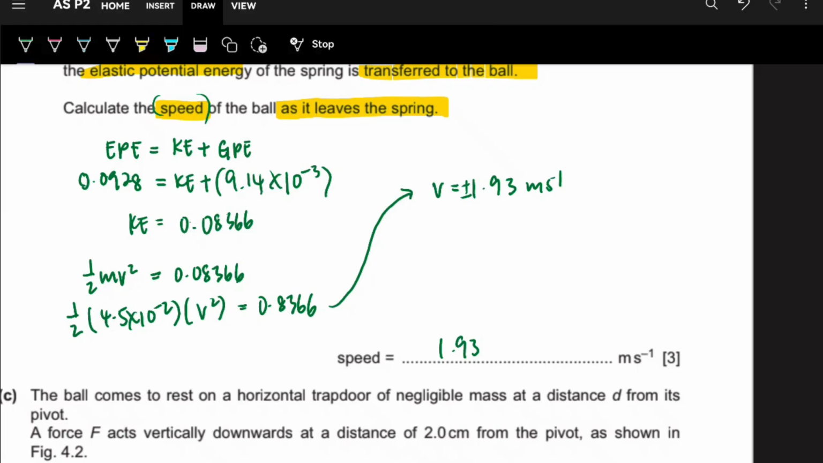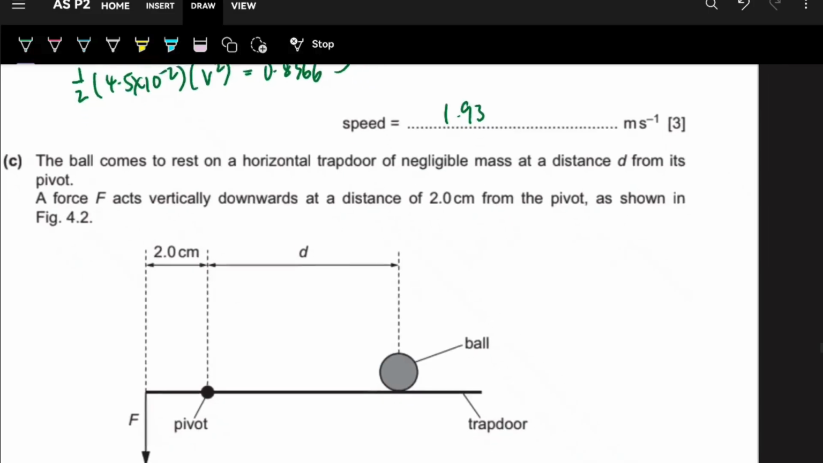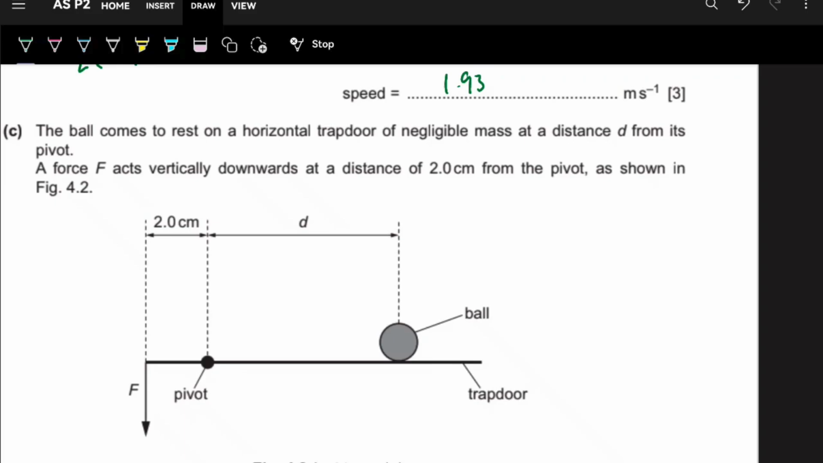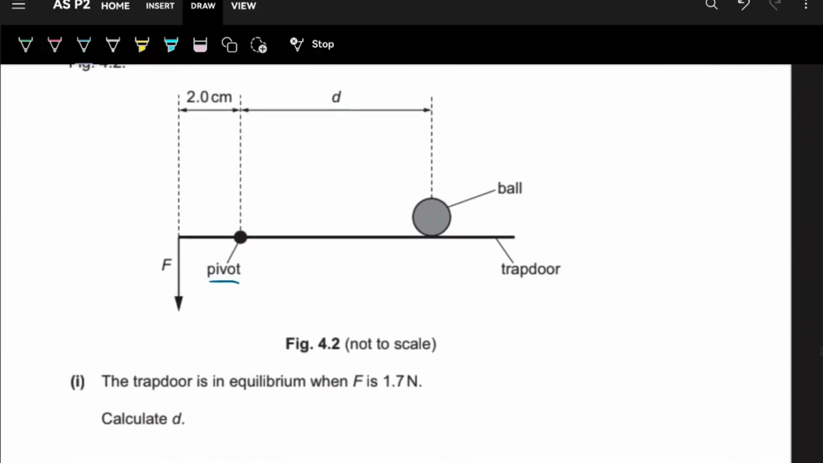Okay, now C. C is actually a bit on moments. I like how they inserted a small part of moments in this question. The ball comes to rest on a horizontal trapdoor of negligible mass at a distance d from the pivot. Where's the pivot? Oh, the pivot is here. A force F acts vertically downwards at a distance of 2 cm from the pivot as shown in figure 4.2. The trapdoor is in equilibrium when F is 1.7 newtons. This is the weight of the ball.